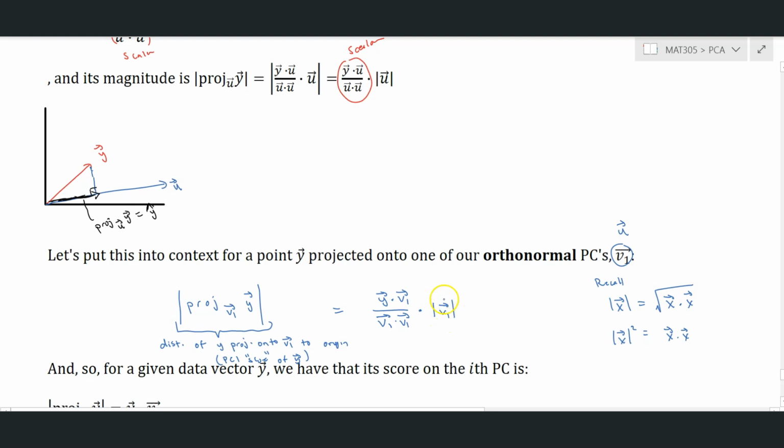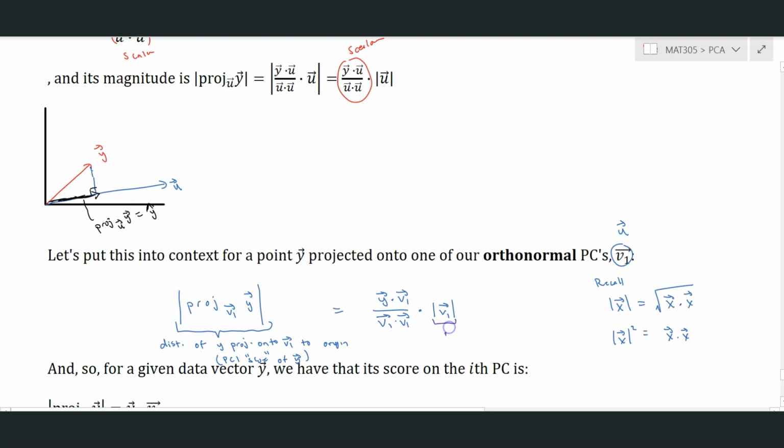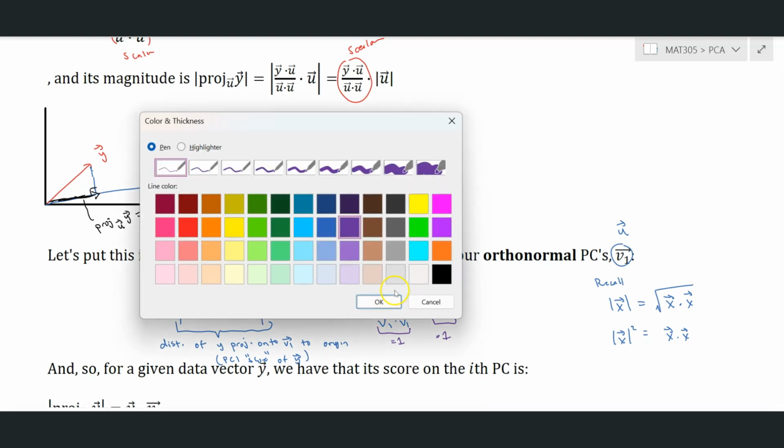What's the length of v1? Well, it is an orthonormal vector, so it is going to have a length of 1 in this context. That's not true of all vectors u that we're projecting down onto. It's just true in our context. That's why I said let's put this into context for us. Now, if the length of v1 is 1, i.e. the square root of v1 dotted with v1, then what would be the square of that value? Well, the square of that value would also be 1, which means that v1 dotted with v1 is equal to 1 as well.